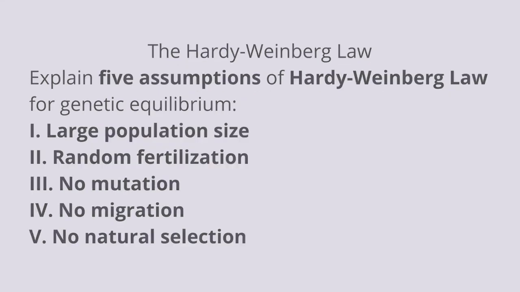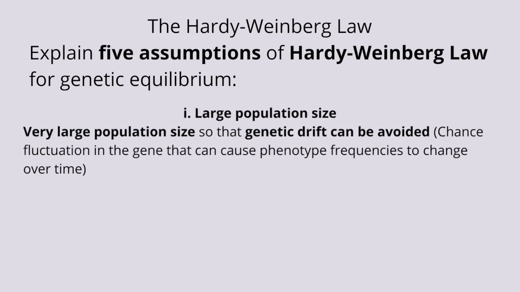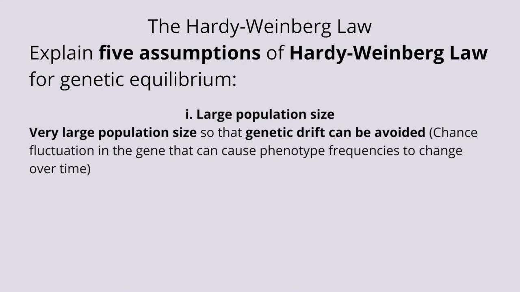Now, we will discuss the 5 assumptions of the Hardy Weinberg law for genetic equilibrium. Number 1, large population size. The population size must be very large so that genetic drift can be avoided. Genetic drift is the chance fluctuation in genes that can cause allele frequencies to change over time. If the size of the population is very large, the small changes or chance fluctuations in that gene can be ignored. Genetic drift is not significant in a very large population.